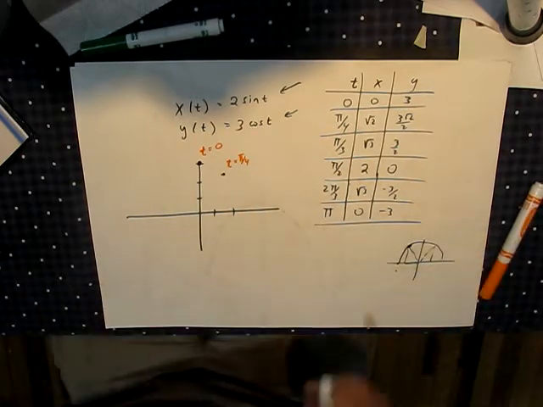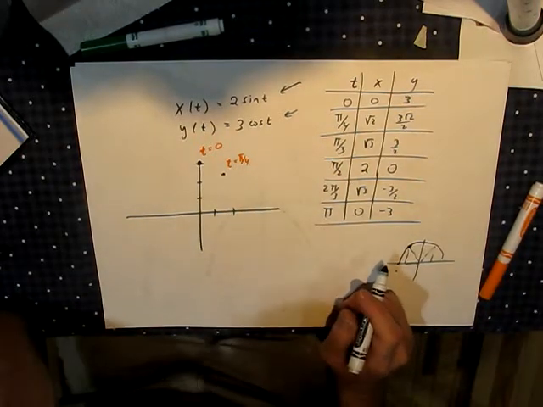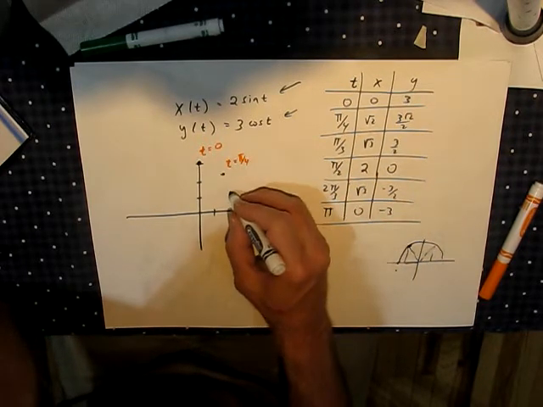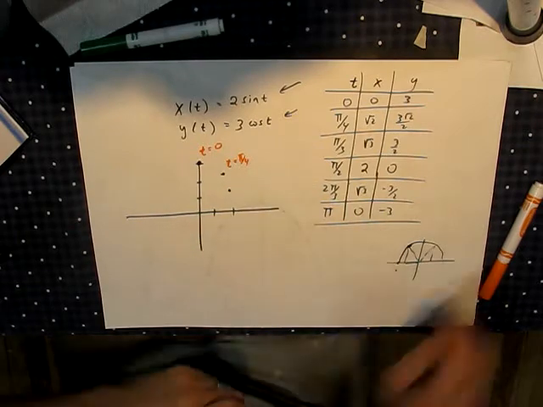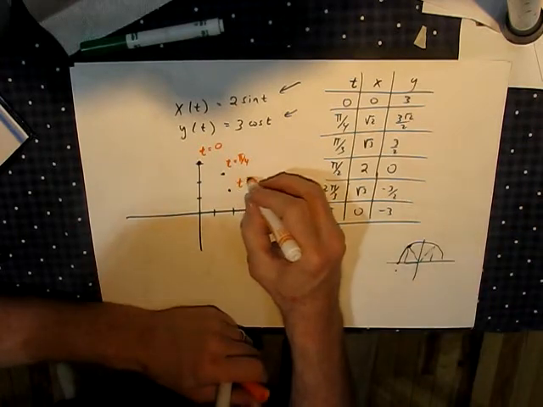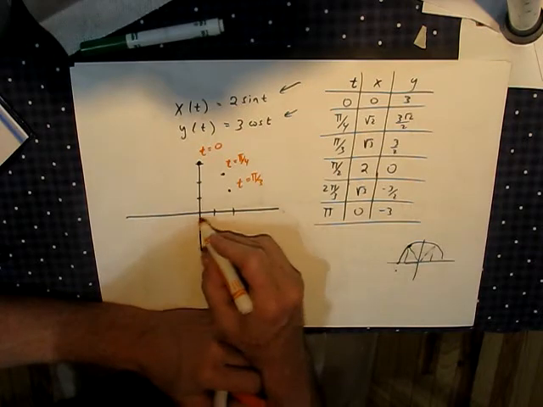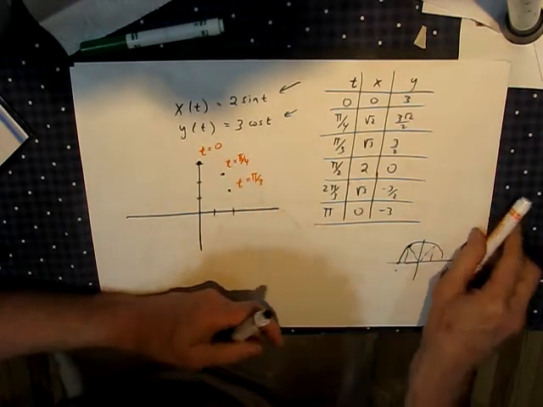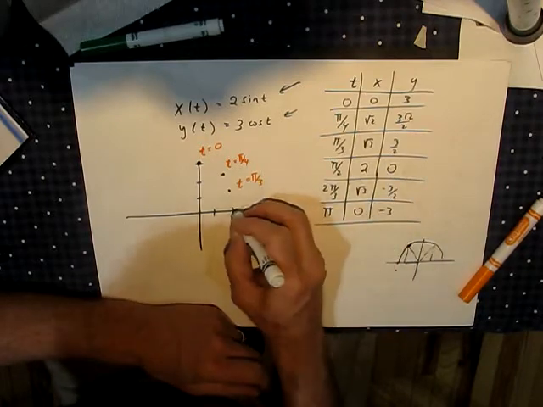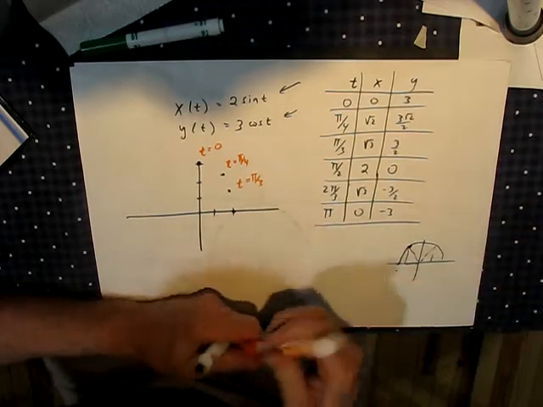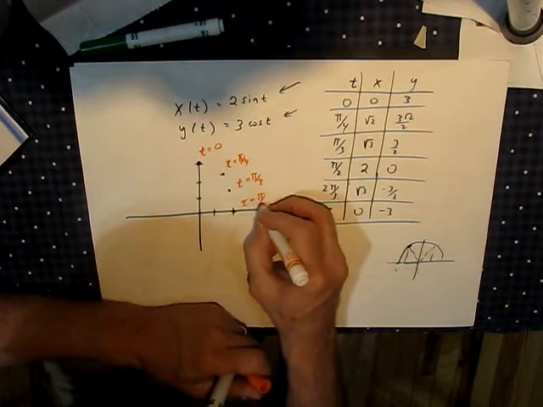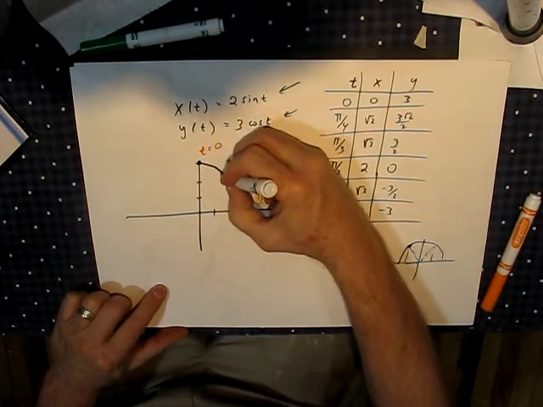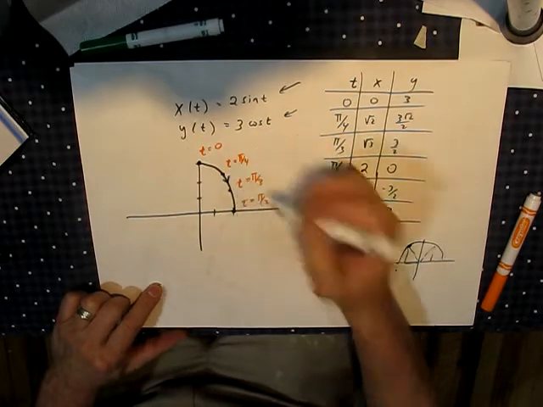All right, now at t equals pi thirds, we're going to go to square root of 3, which is 1.7, 1.5. Over 1.73, up 1.5. And now at pi halves, we've reached (2, 0). Now, what's happening is we seem to be going this way in time.